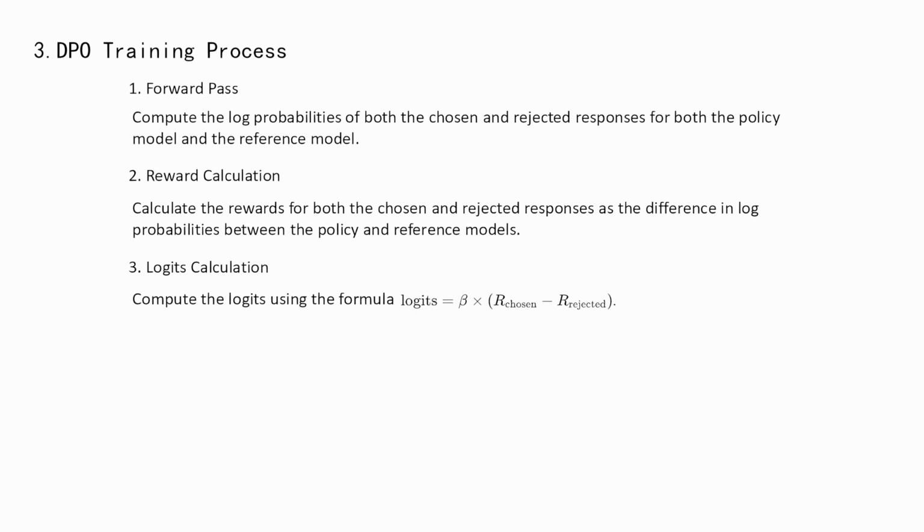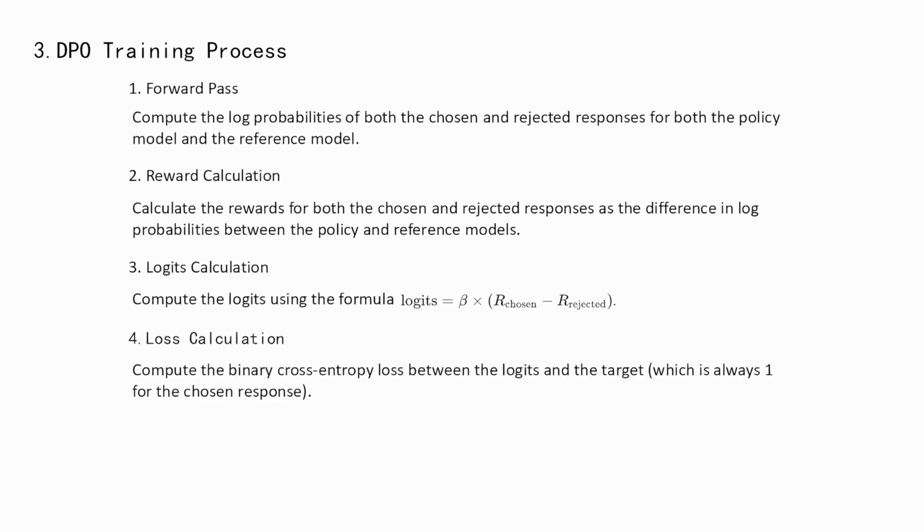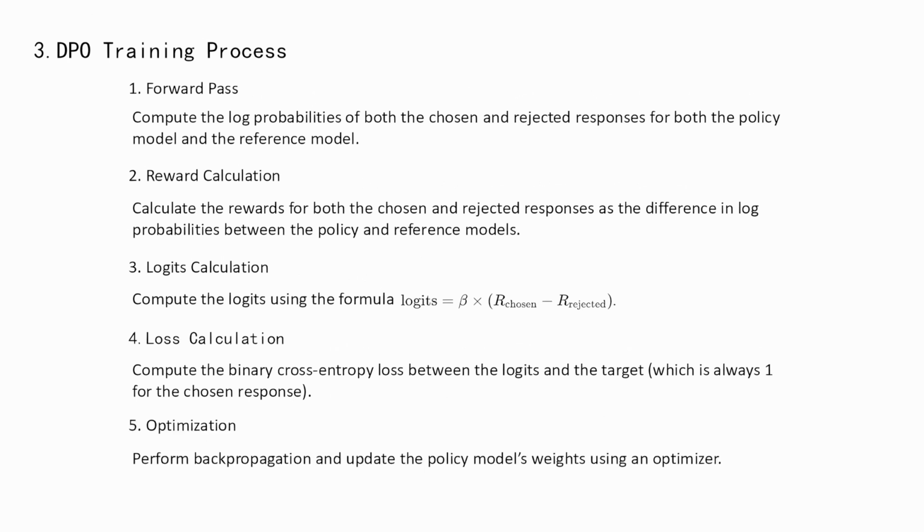3. Logits calculation. Compute the logits using the formula. 4. Loss calculation. Compute the binary cross-entropy loss between the logits and the target, which is always 1 for the chosen response. 5. Optimization. Perform backpropagation and update the policy model's weights using an optimizer.